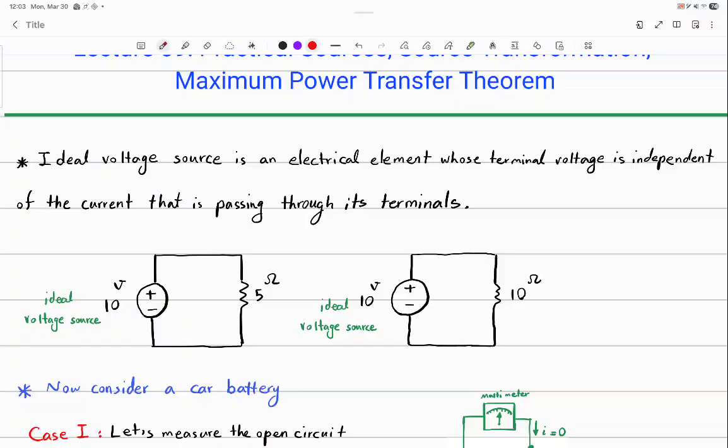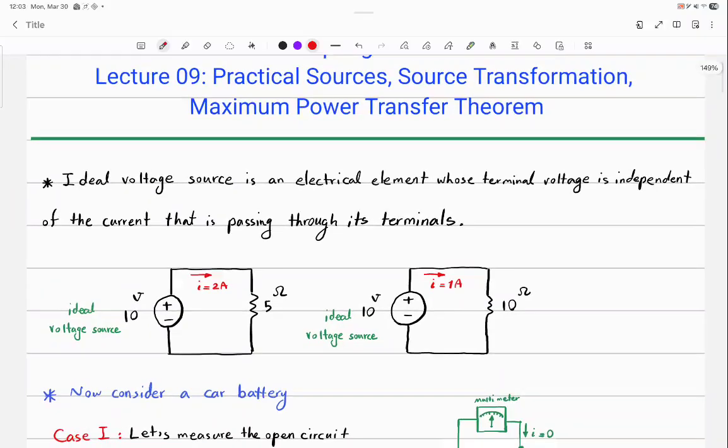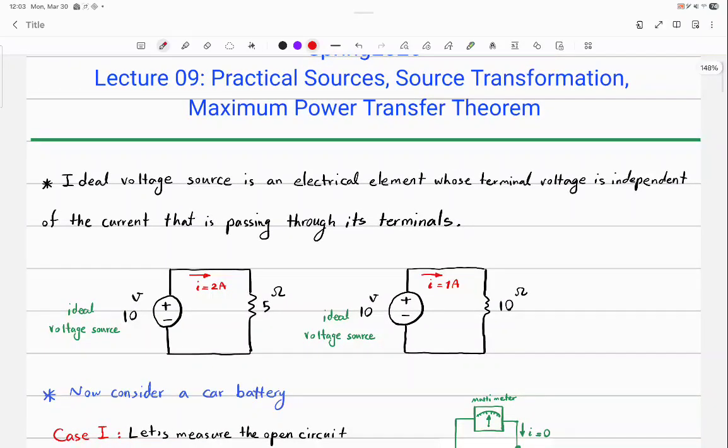Now, can you tell me what is the current in the first circuit? 2 amps. And what is the current in the right circuit? 1 amp. Okay, this is my question. What is the job of a voltage source? For example, this one, the 10 volts. What does it do?